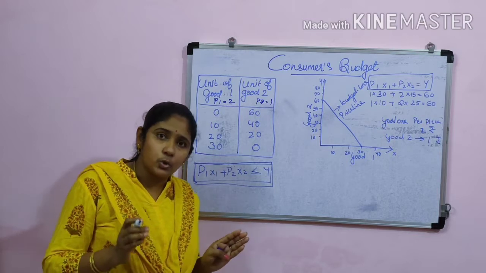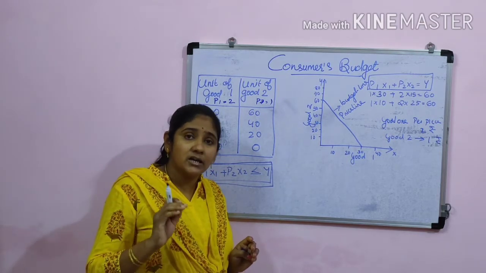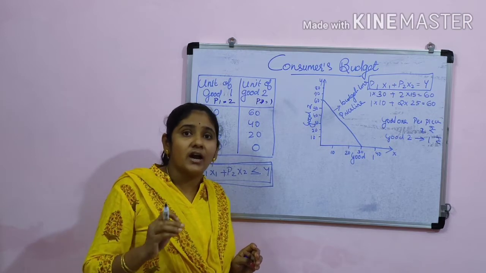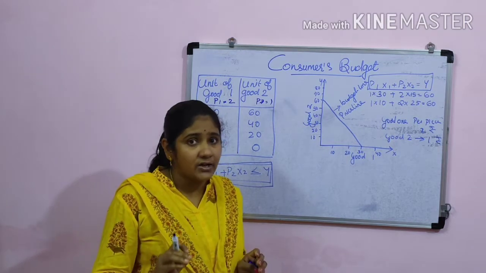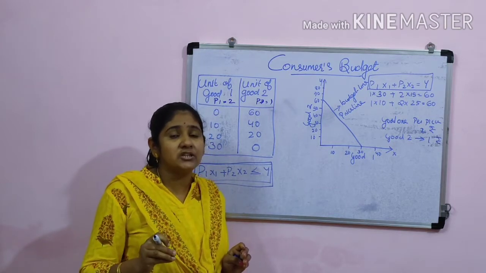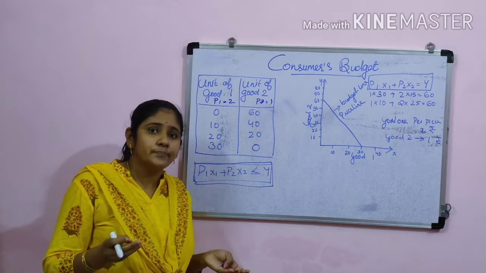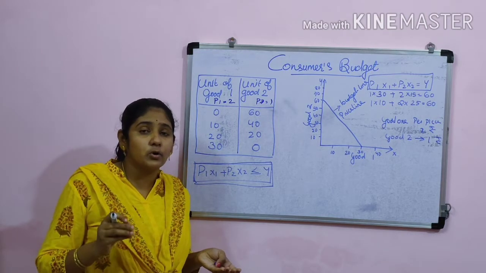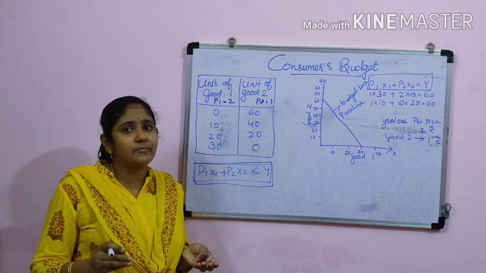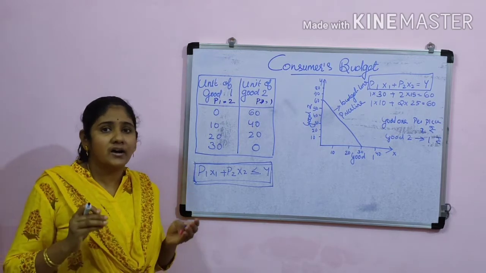Here I told you, students, that we assume the price of the commodities and income of the consumer are constant. If I am making a combination which costs 50 rupees, that is also affordable for me because that is less than my income. In that case it is attainable for the consumer.